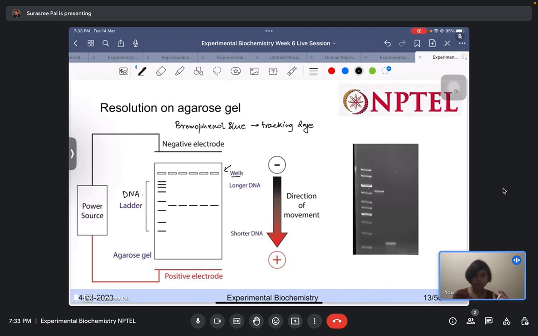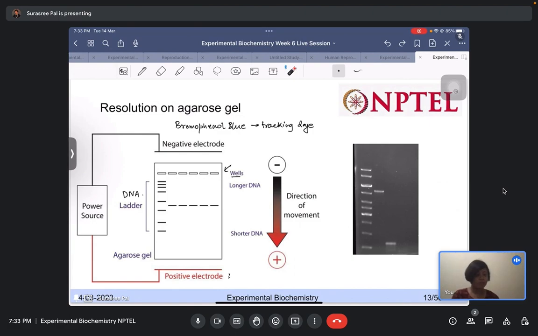So we place the gel in such a way that we are placing our samples away from the positive electrode, so that our samples can move in this direction of movement. Our samples can run towards the positive electrode. So we place the samples closer to the negative electrode, so that the samples can now run towards the positive electrode on application of the electric current.